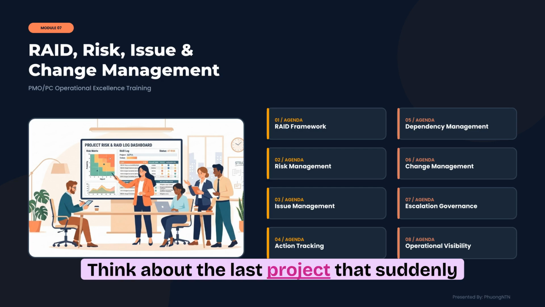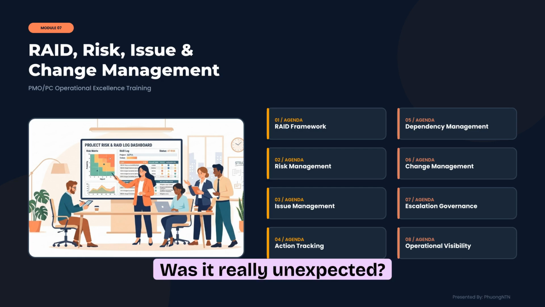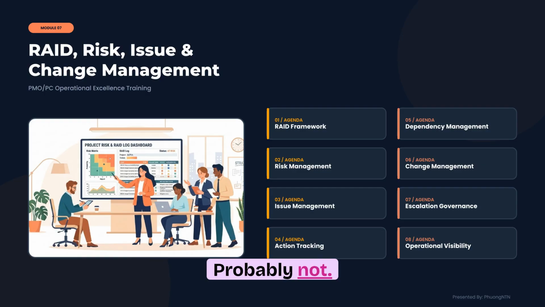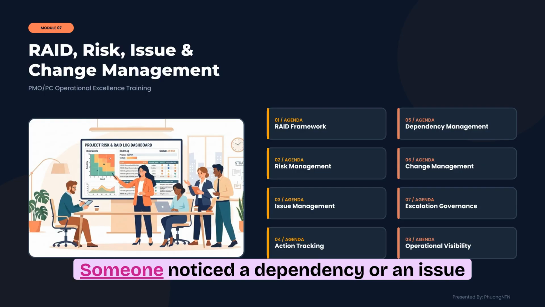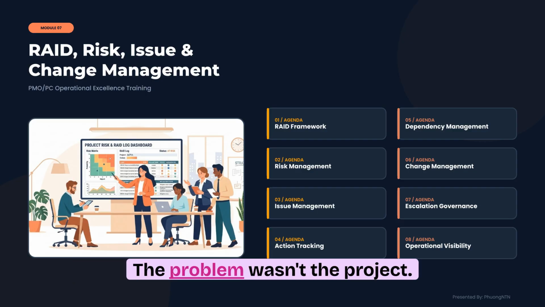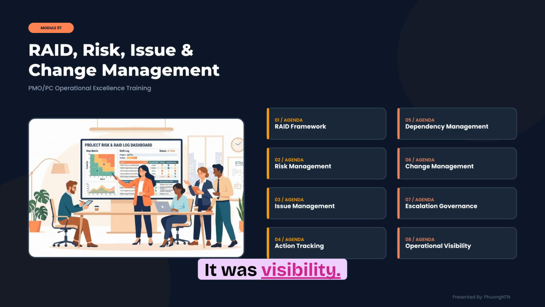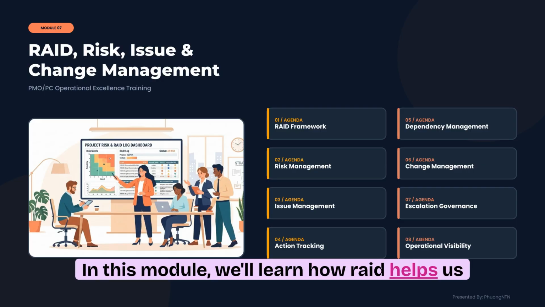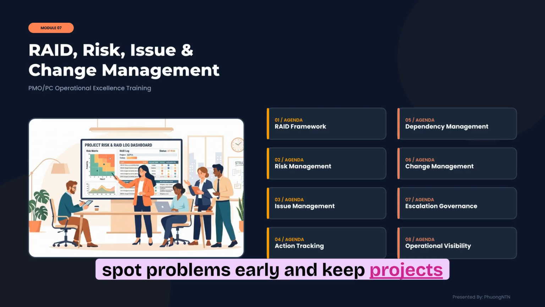Think about the last project that suddenly became red. Was it really unexpected? Probably not. Someone knew there was a risk. Someone noticed a dependency, or an issue had been open for weeks. The problem wasn't the project. It was visibility. In this module, we'll learn how RAID helps us spot problems early and keep projects under control.